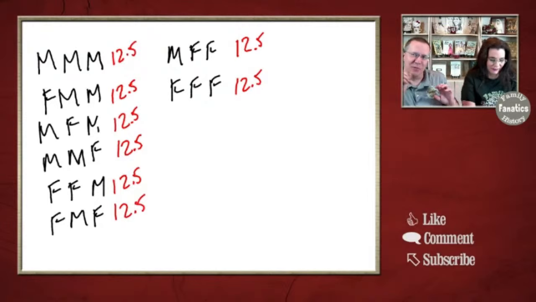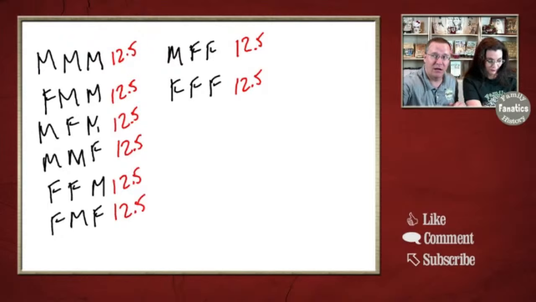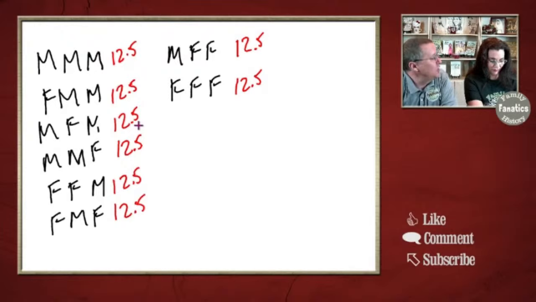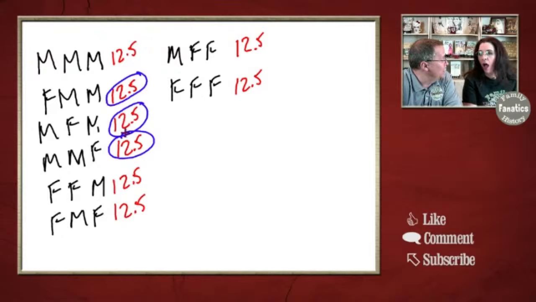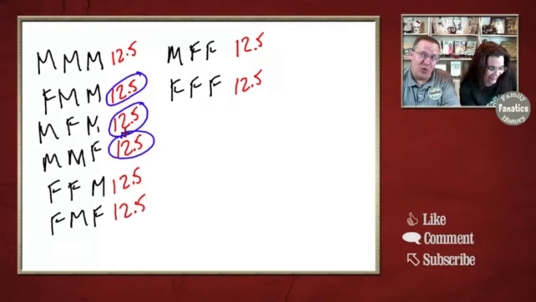Now, if we're talking about boys and girls, what's the probability of having three boys? 12.5. If I say, what's the probability of having one girl and two boys? 12.5%. No, you're wrong. Because if we look here, here is one girl and two boys. Here is one girl and two boys. Here is one girl and two boys. And so we actually have to add all three of those probabilities together. You asked me a trick question. No, I didn't. I asked you one girl and two boys. Each one of those families has one girl and two boys.